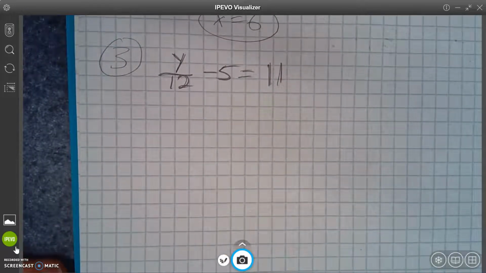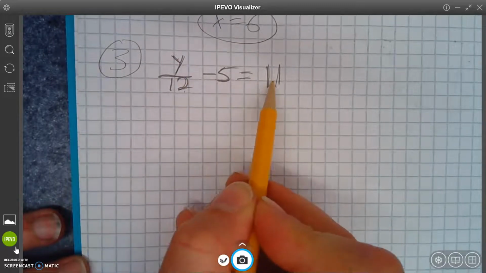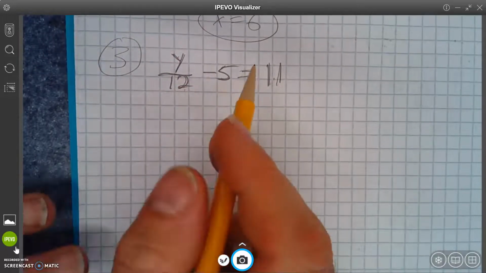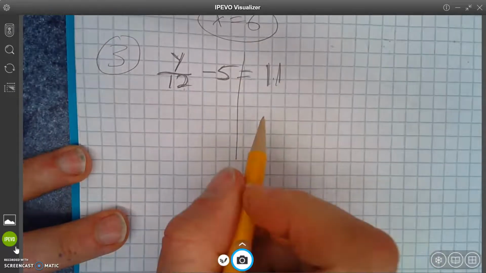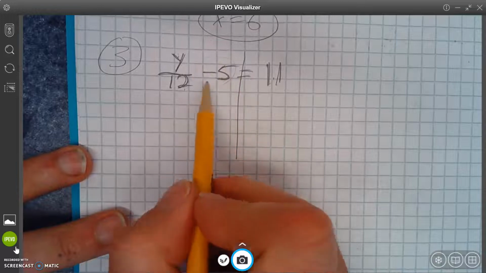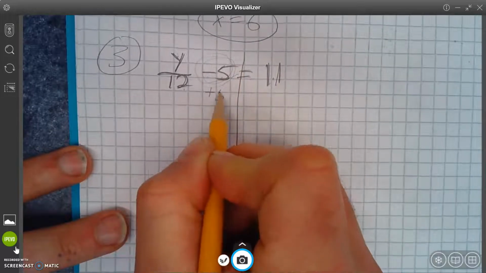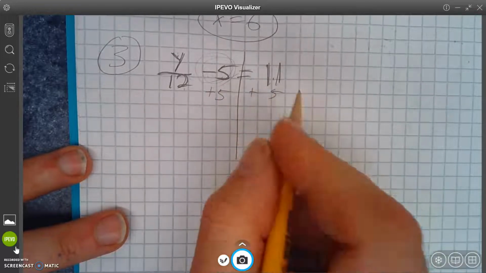Y divided by 12. So some number divided by 12 minus 5 equals 11. Okay. First step: isolate the variable. So this is division. This is subtraction. This is the furthest away. So I start here. What's the opposite of subtracting 5? Yeah, adding 5. Write it down.